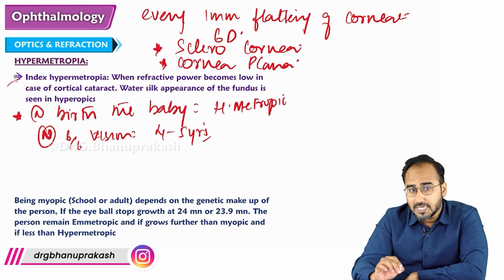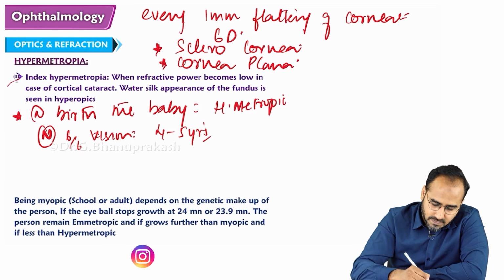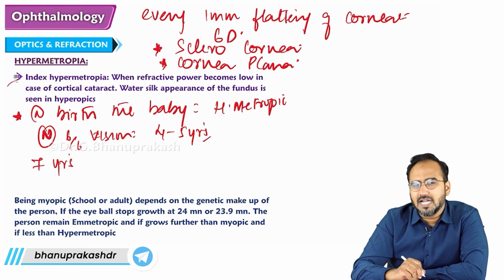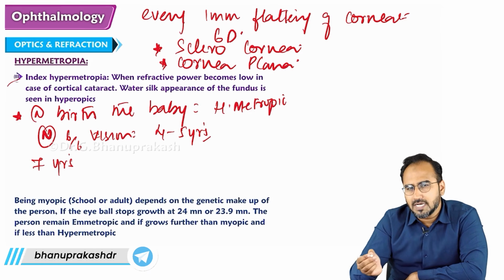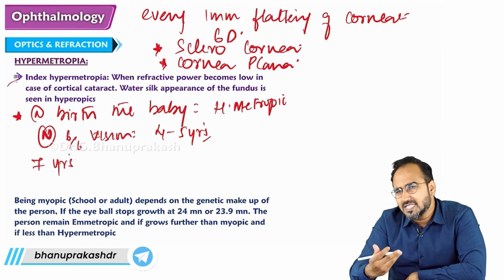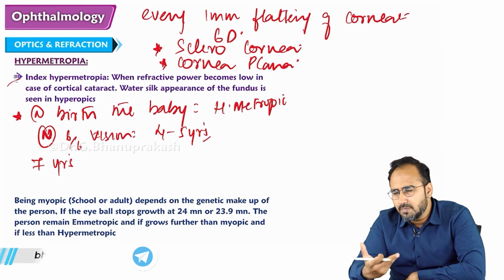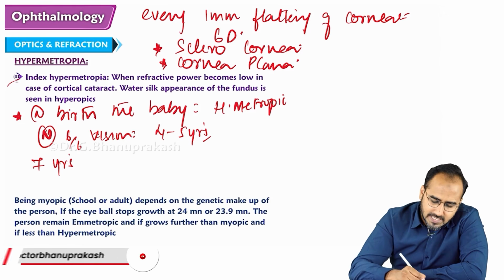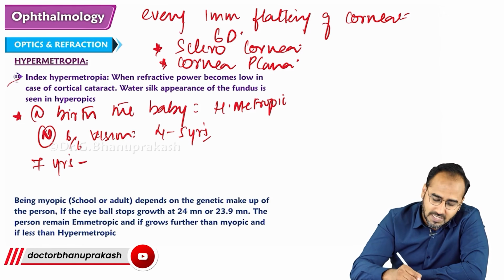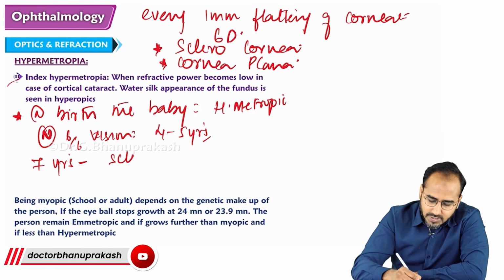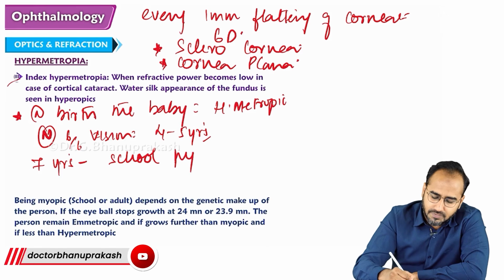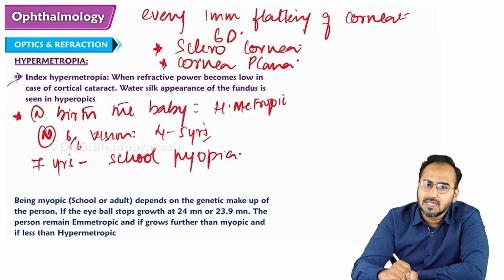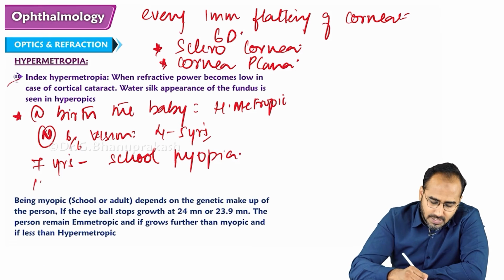Sometimes, some children might develop myopia at 7 years of age. The child will be brought to the hospital saying that the child is not able to see things properly, watch the blackboard properly, or is watching the TV with half eyes shut. Myopia developing at 7 years or school going age is called what? It is called school myopia.